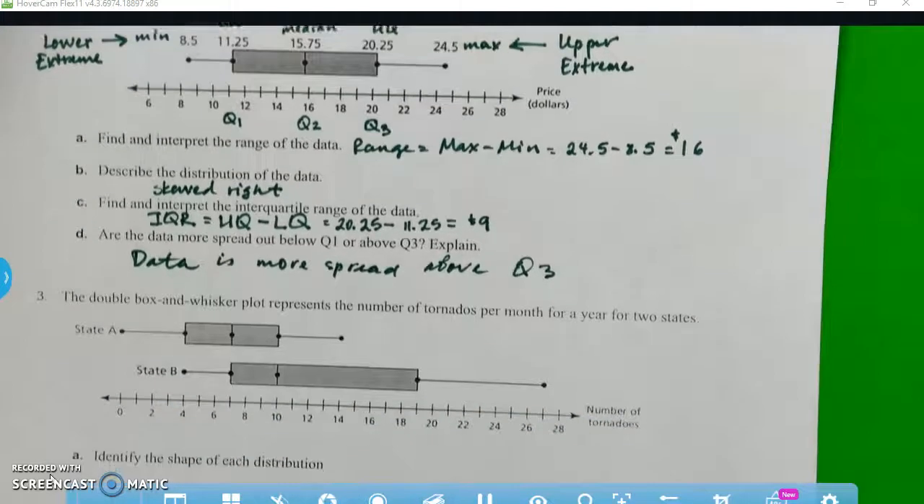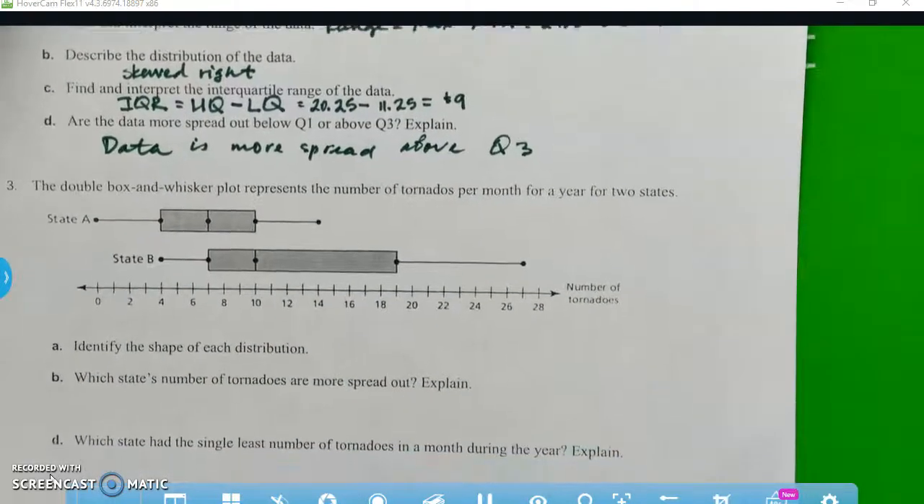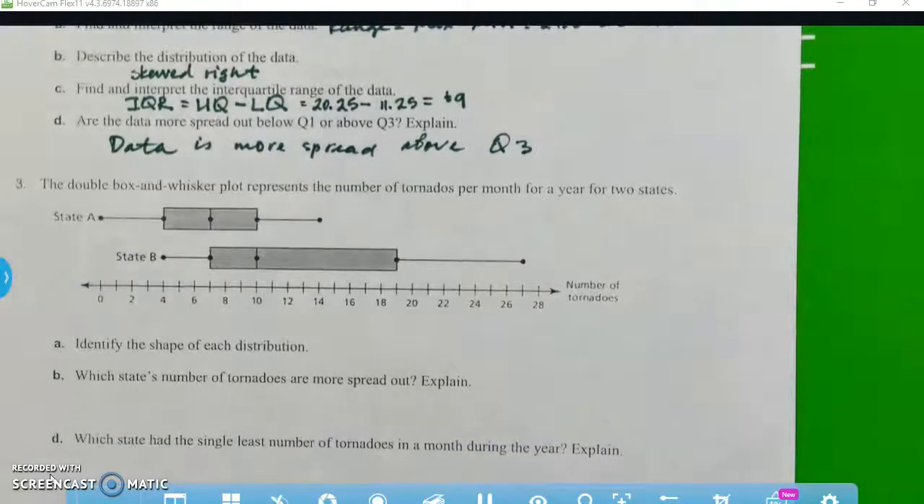I'm going to scroll down to example 3 and break down the analysis of two box and whisker plots. So as advanced math kids, you guys will see these questions a lot more frequently than just one box and whisker plot. It is very important to know how to analyze two graphs and compare and contrast them. So we have, again, a couple of different questions here to analyze. So question 1, or question A, identify the shape of each distribution.